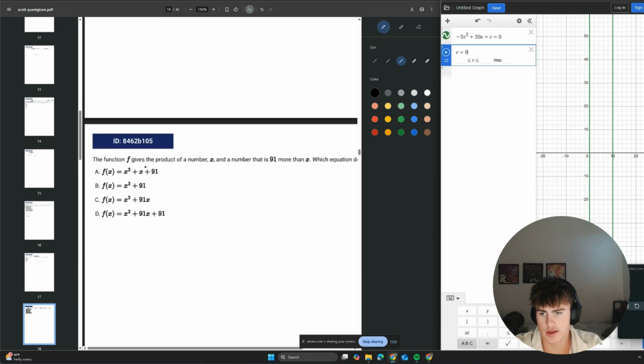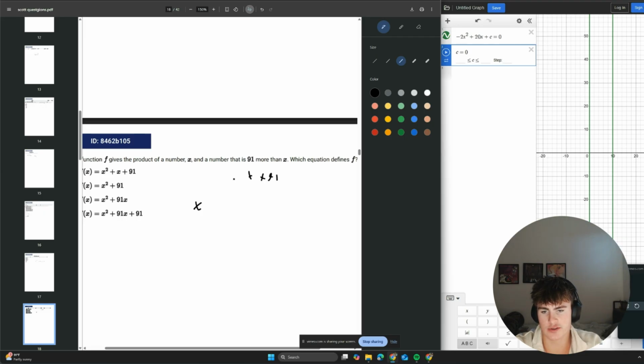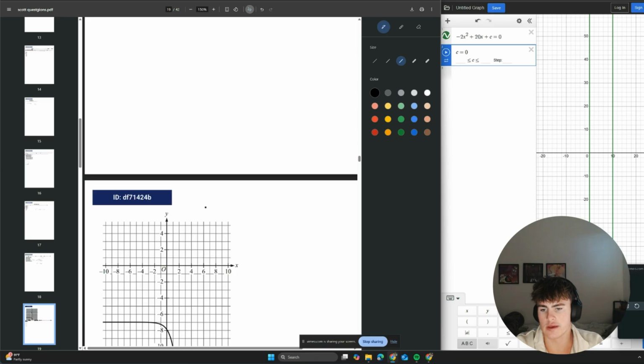Alright, nice. The function f gives the product of a number x, product is multiplying, and a number that is 91 more than x. So this means x plus 91. And a product, so you're multiplying the two. It would be x times x plus 91. So you're going to distribute, and you get x squared plus 91x, which is going to be c. Yeah, c, nice. Easy peasy.